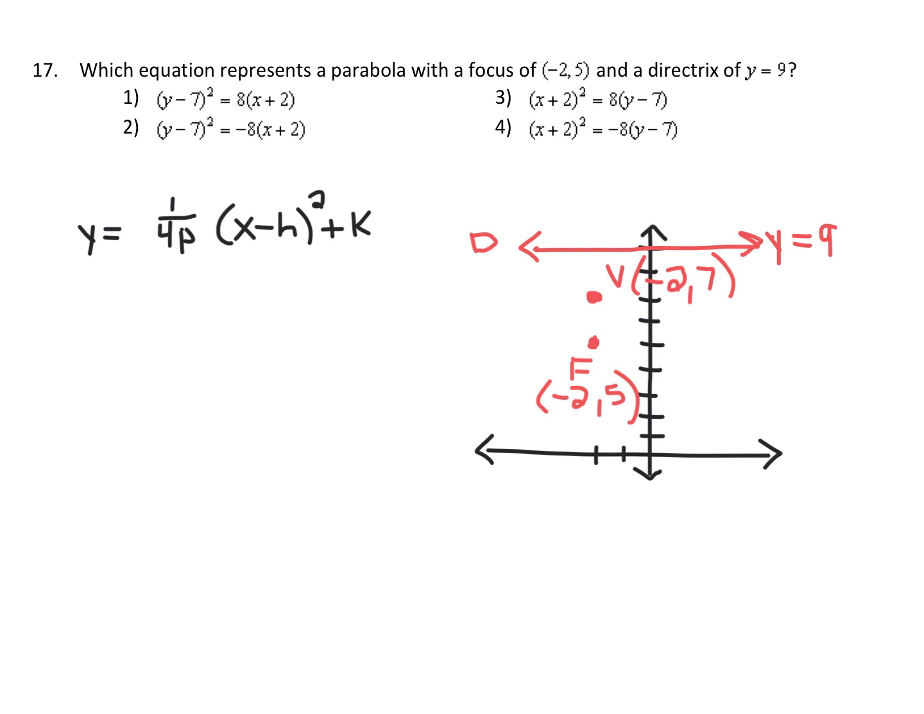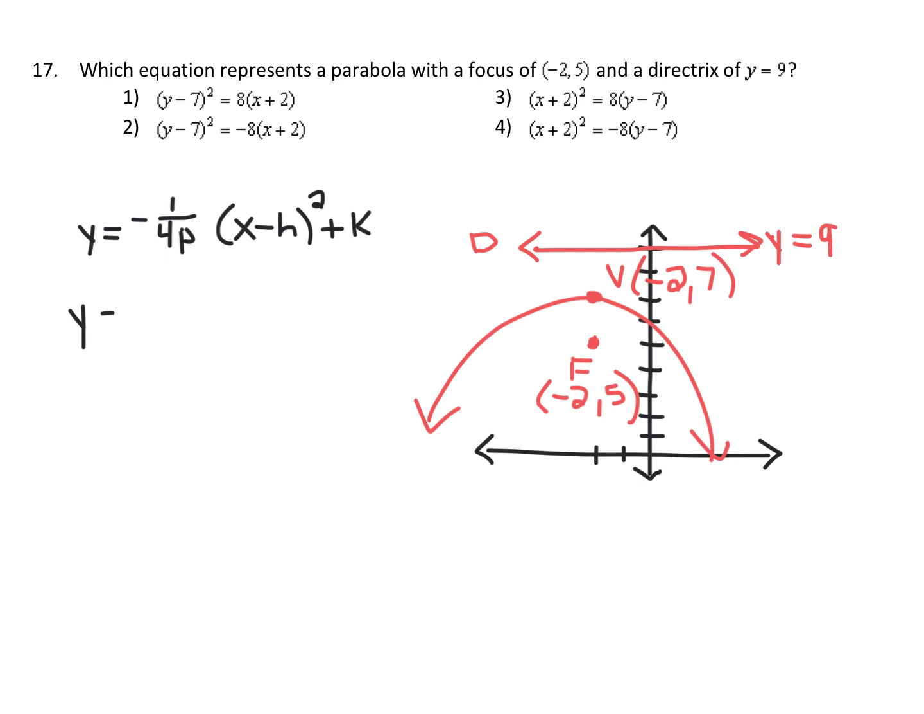Now, I could tell my parabola is going to open down because, remember, it always opens away from the directrix. It'll never open into the directrix, okay? So this is going to open down. So that being said, our formula that we have over here, we need to put a negative in front of that fraction.